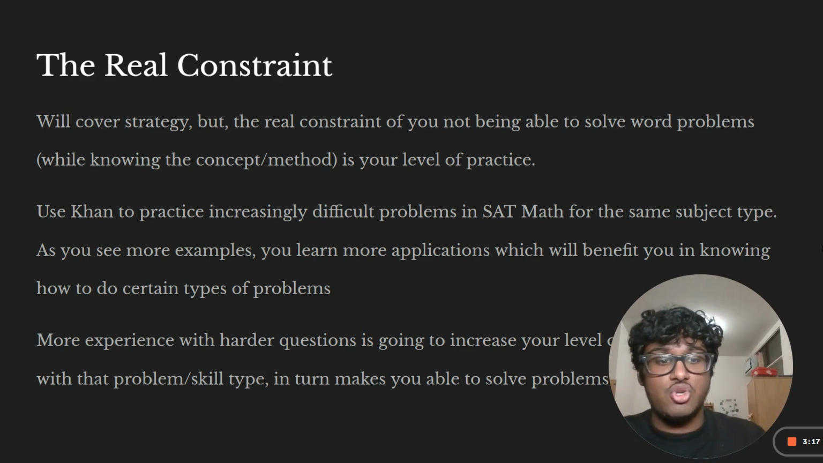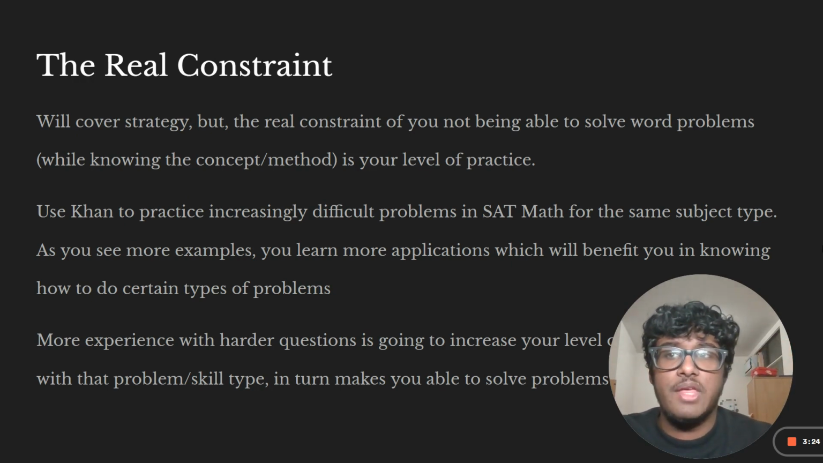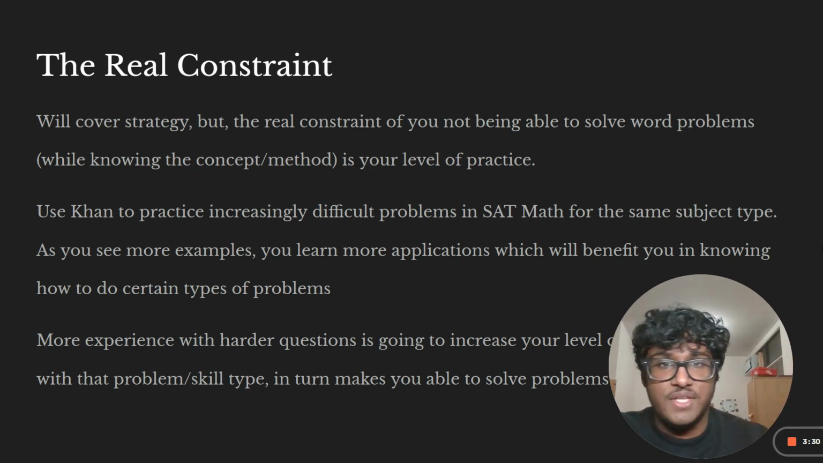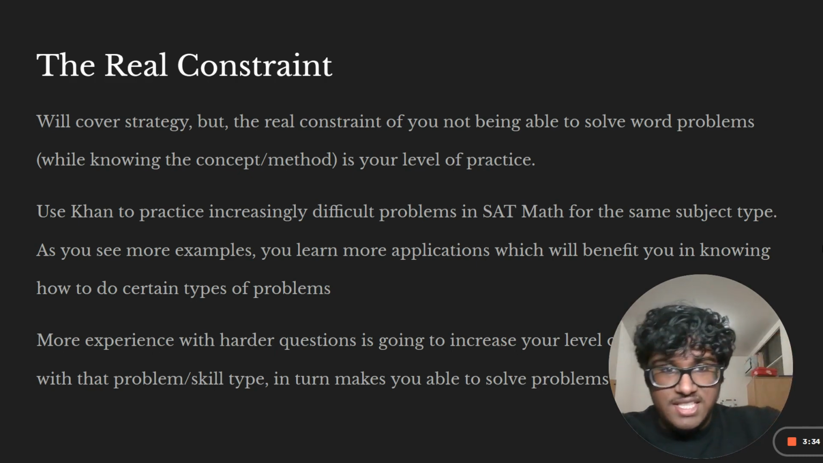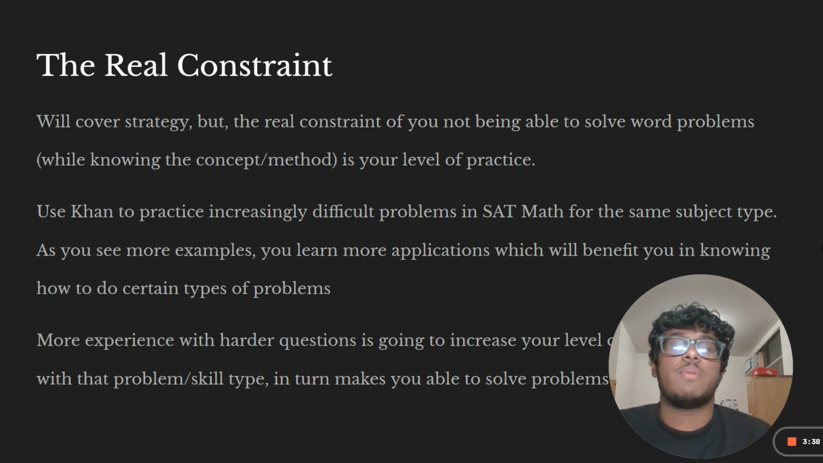That's going to be the main driver of improving, right? Specifically, the reason why that works is that more experience with harder questions increases your level of experience with that kind of problem. It's just going to improve your skill in that problem, right? It doesn't make you any better at learning the concept, but it makes you better at practice, right?